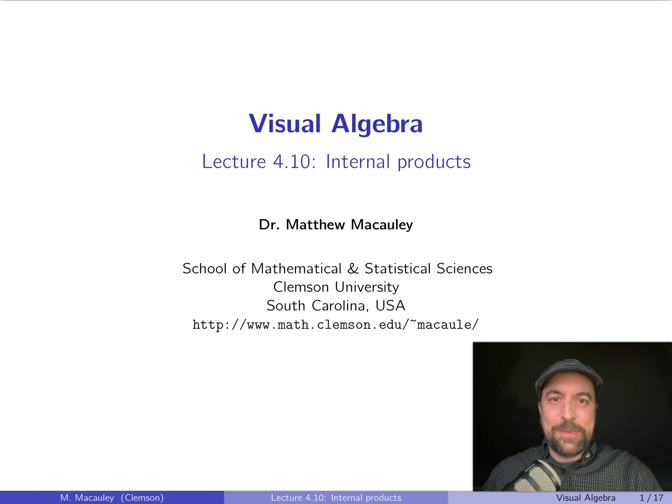Welcome to Visual Algebra Lecture 4.10, Internal Products. Previously, we've seen how to take two unrelated groups and put them together to make a direct or semidirect product. This is called an external product, and the binary operation is defined on the Cartesian product. In contrast, sometimes a group G is isomorphic to a direct or semidirect product of two of its subgroups.